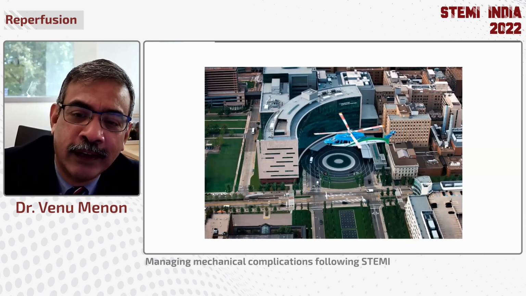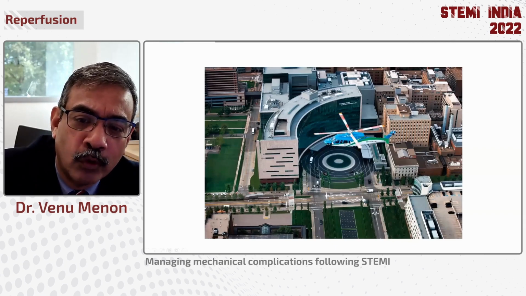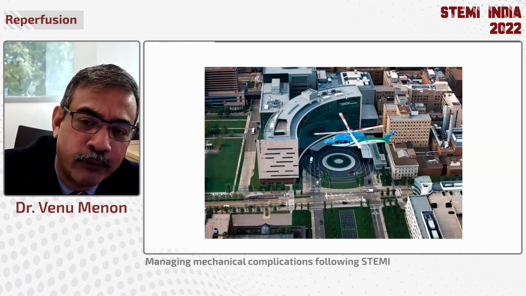This is the Cleveland Clinic. This is how we emergently bring most of our patients to our heart center. That's this curved building in the front.